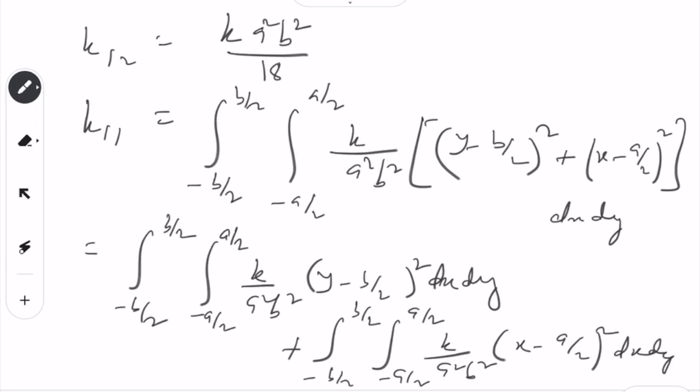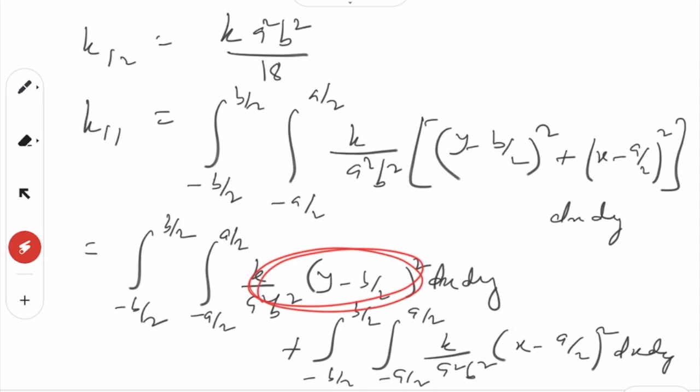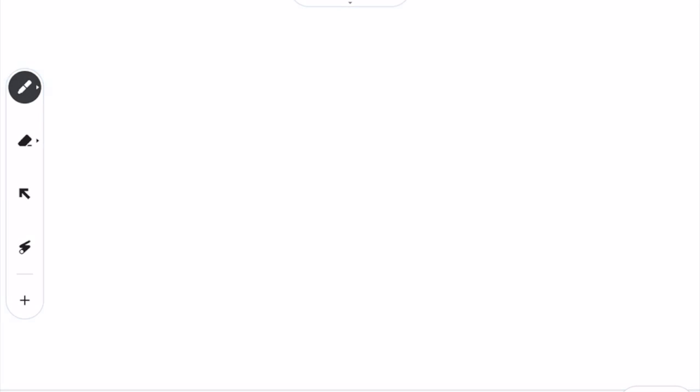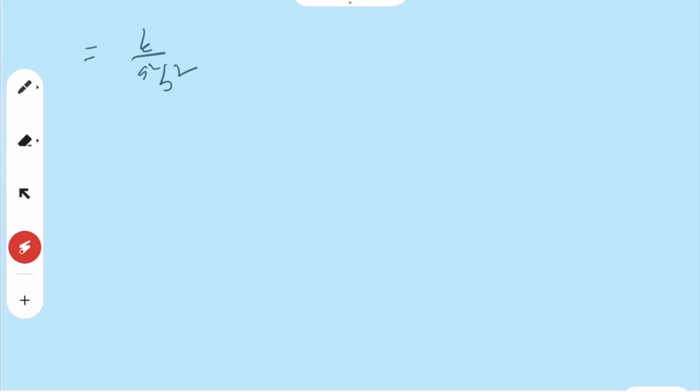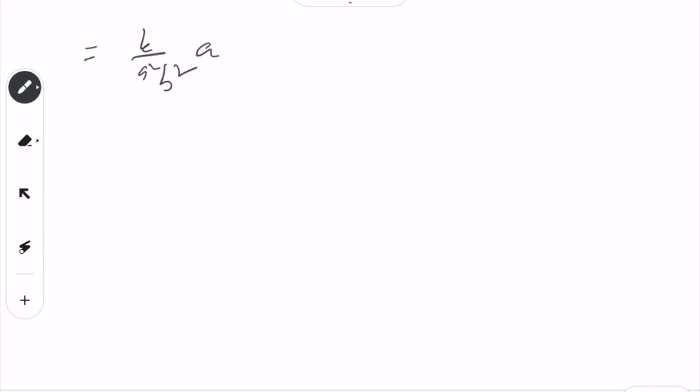Fine. Okay, so next we can write this one as equal to k over a square times b square, and then if you see this, only y is the variable here, so the x term can be taken out. The x term will be minus a from here to here multiplied by just dx, so we get just a value equal to a only. And then we have minus b over 2 to b over 2 of y minus b over 2 squared dy.